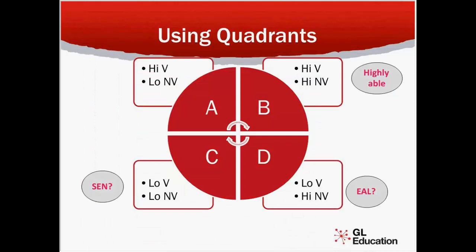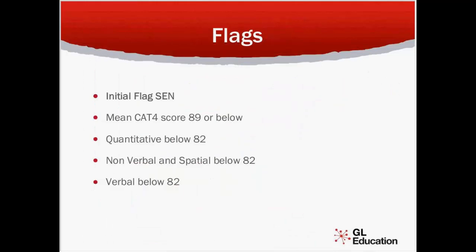Again, time is against us, so I'm going to skip through that particular bit. These are some examples of flags that can be used with your students and using the CAT4 data. So a CAT4 score of 89 or below could be a flag for SEN, as we've just discussed. Quantitative scores below 82, a non-verbal or spatial score below 82, and a verbal score below 82 are also signs of concern that you need to investigate more specifically in those areas with those children.